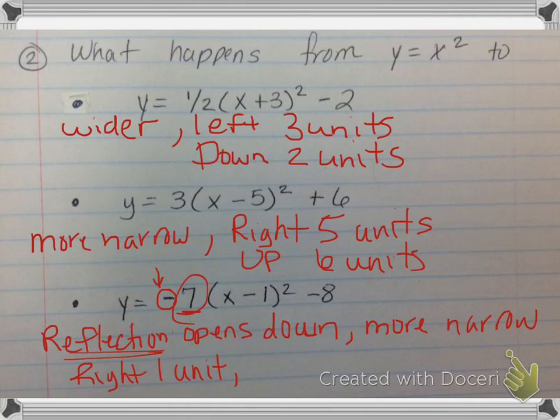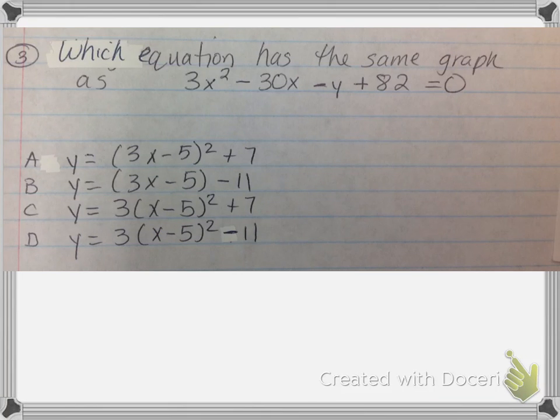And then that negative 8 makes it go down 8 units. So that's a review from something we did at the very beginning. Copy this problem. This problem is more or less what you're going to get on the day of your test. It's an equation, and they're giving you answer choices.